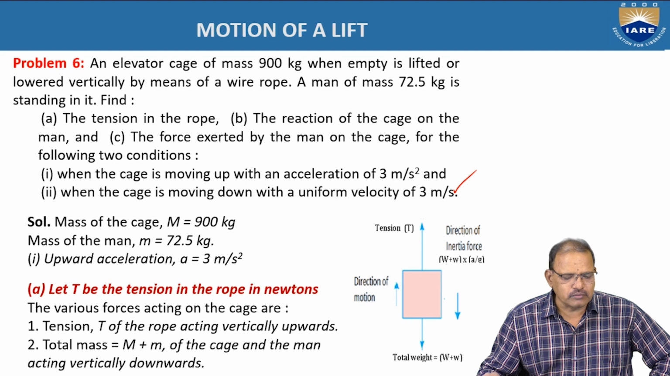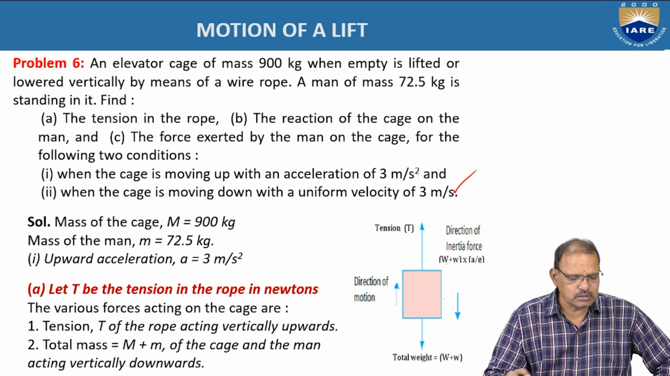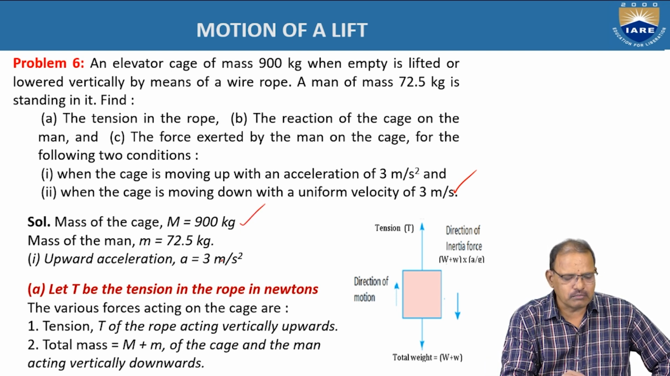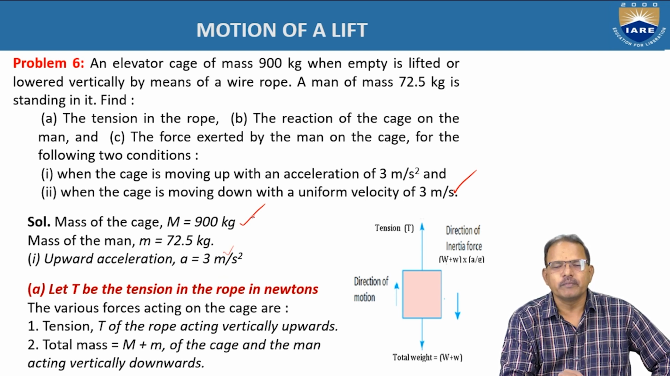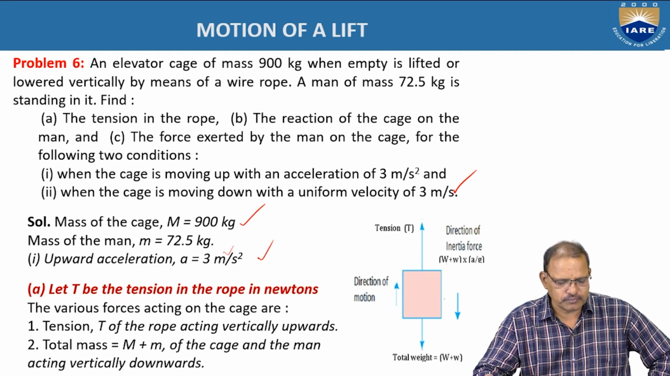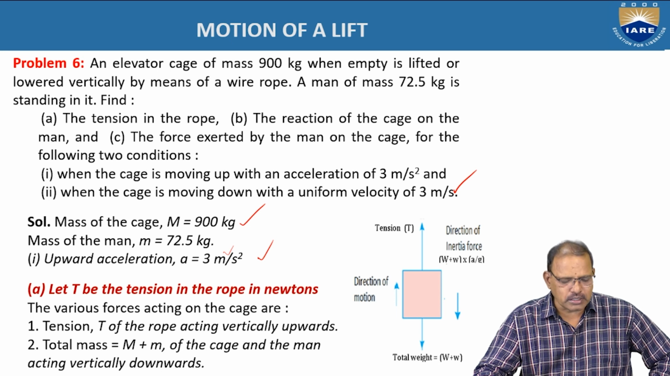So case 1, here assume the body is moving in upward directions. Here the mass of the cage is given as 900 kg, the mass of the man is 72.5 kg, and the upward acceleration is 3 meters per second squared. Let T be the tension in the rope in newtons.